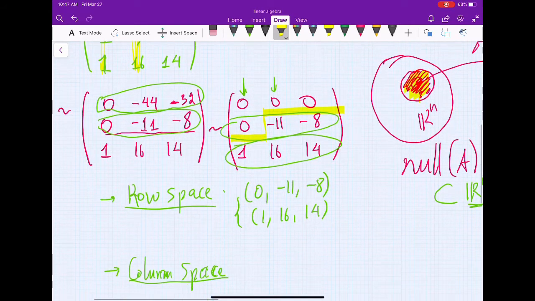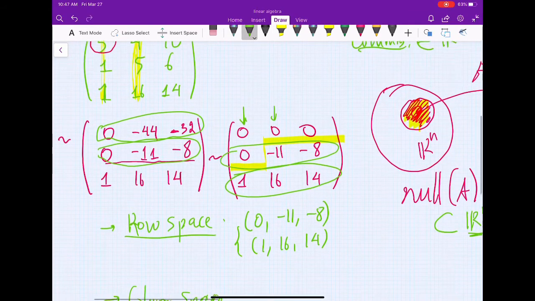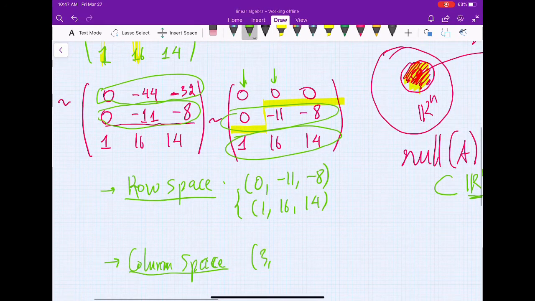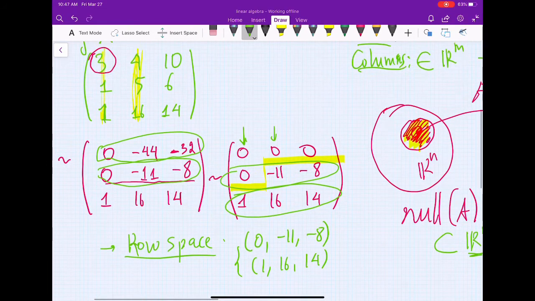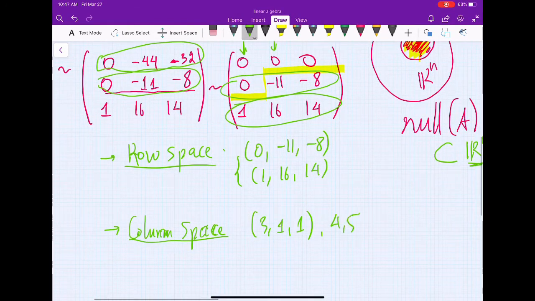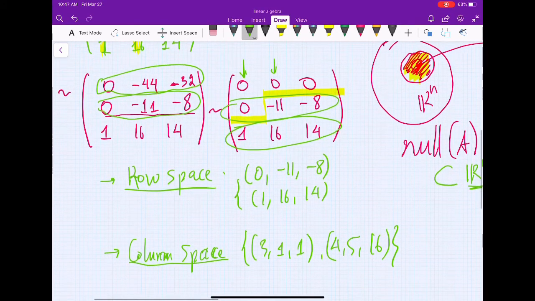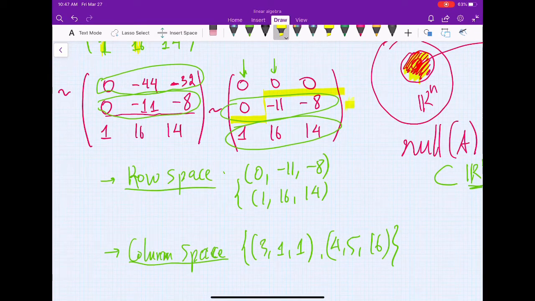So I can write in here that is (3, 1, 1) and (4, 5, 16). Make sense? So these 2 vectors will form a basis for the column space. I repeat again, for rows, you can pick vectors at the end, right? Because you do row elementary operations, you don't change the row space. But for columns, you need to choose the original vectors.